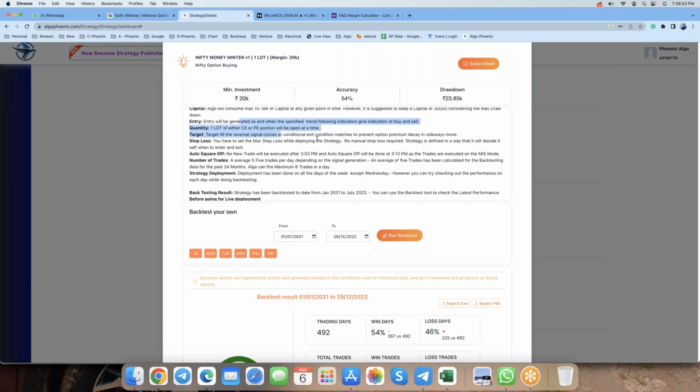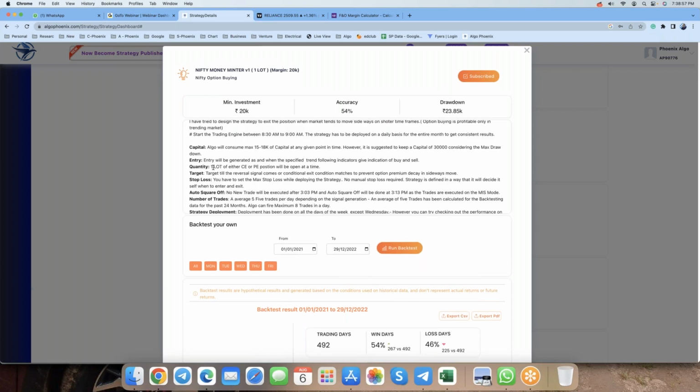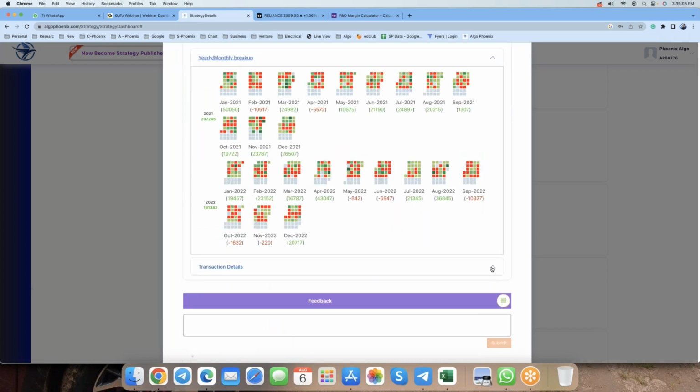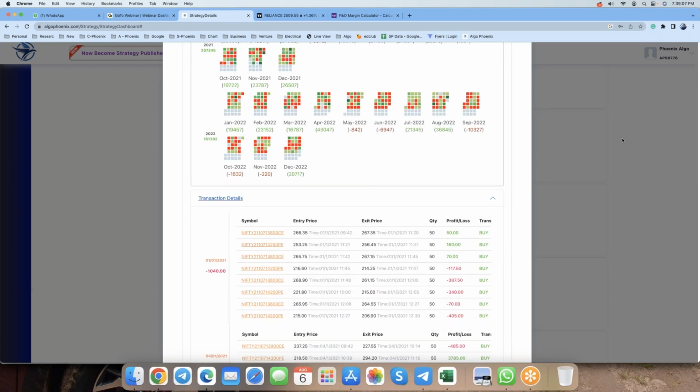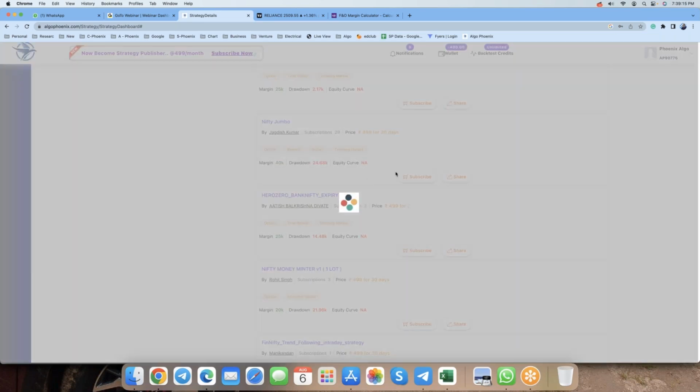You can read all the descriptions. Okay, now one lot of call option or put option will be open at any point of time. So it's a stop and reverse trade. If I go to the strategy transaction details, okay, it is buying a call option. Which one am I discussing? Okay, this one.